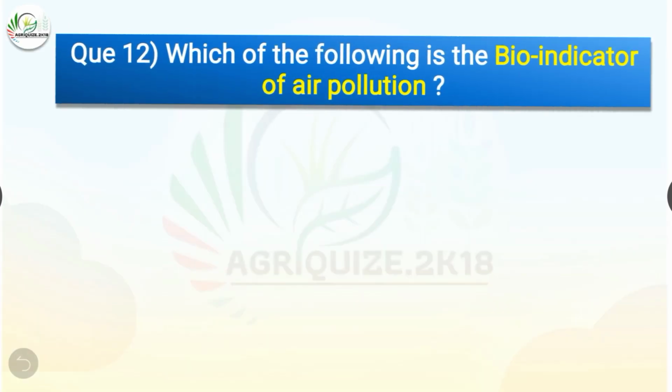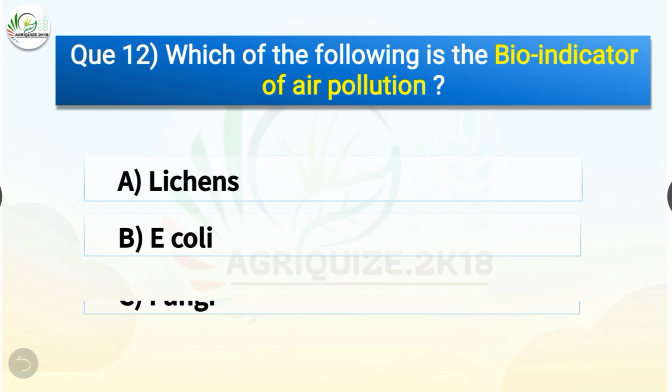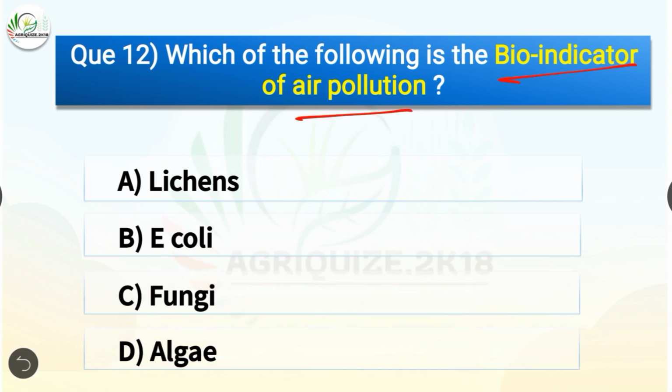Question number 12. Which of the following is the bioindicator of air pollution? The options are lichens, E. coli, fungi or algae. The correct answer is option A, lichens. So lichens is the bioindicator of air pollution.